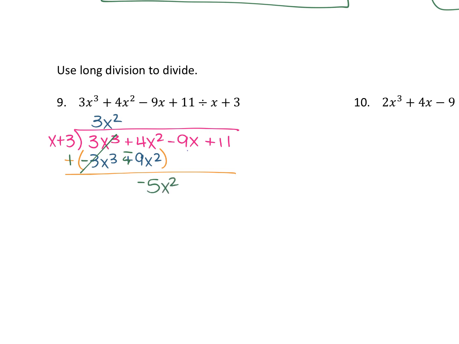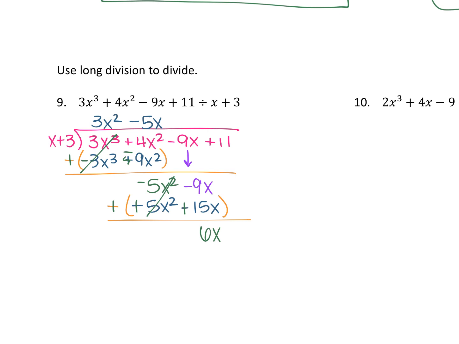We drop down that negative 9x. From here, the x on the outside multiplies by negative 5x to give you negative 5x squared. Multiply that negative 5x by the 3. That's negative 15x. And subtract these two. Distribute your negative. Change the sign on everything. Your 5x squareds cancel because they're opposites. 15x minus 9x gives us 6x.